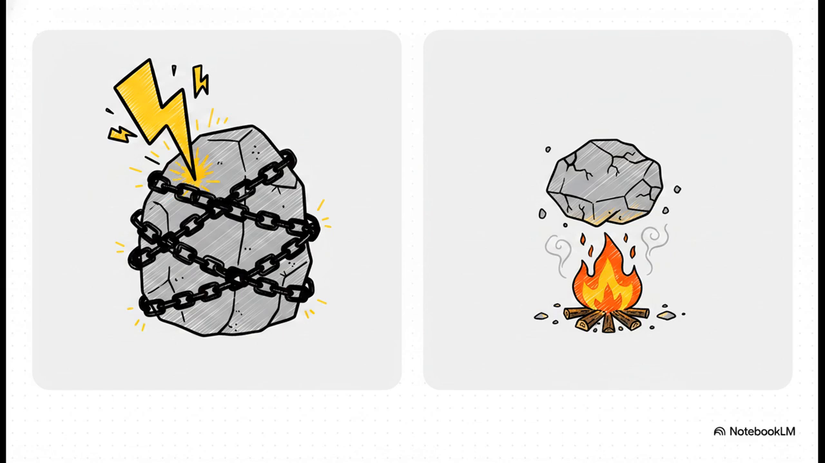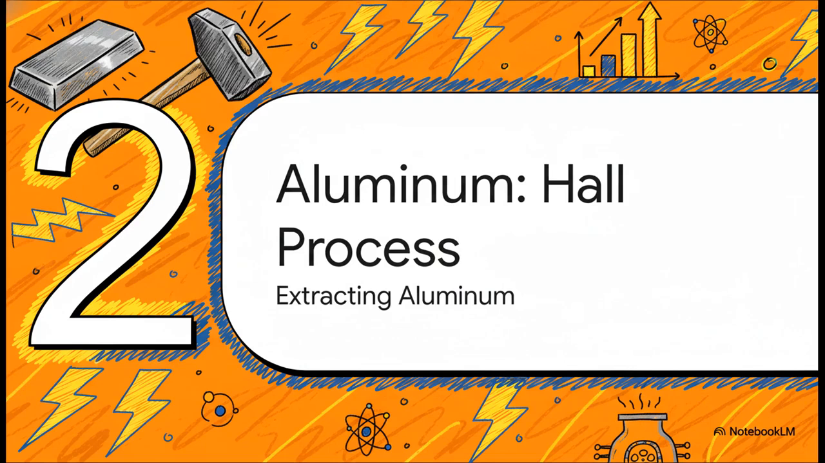But down at the bottom of the series, you've got less reactive metals. They're strong oxidizing agents and are much, much easier to extract. Honestly, sometimes they just need a little roasting and heat to let go of their rocky prisons. So where does aluminum sit on our list? Right at the very top. Let's get into section 2, aluminum and the Hall process.